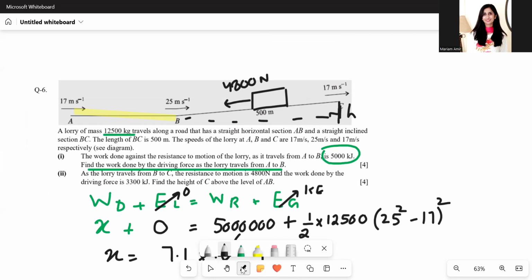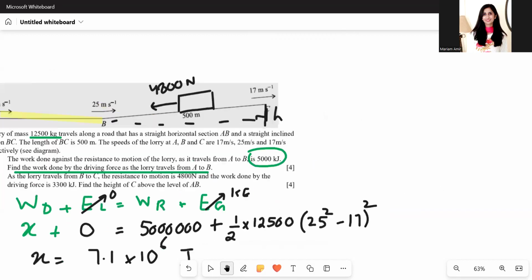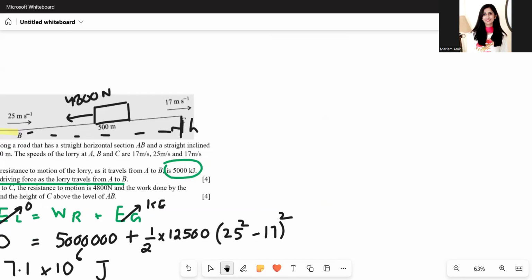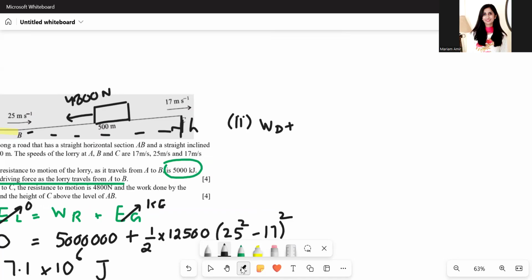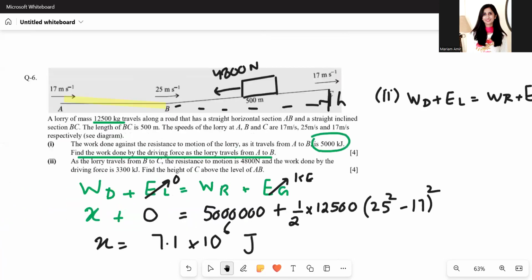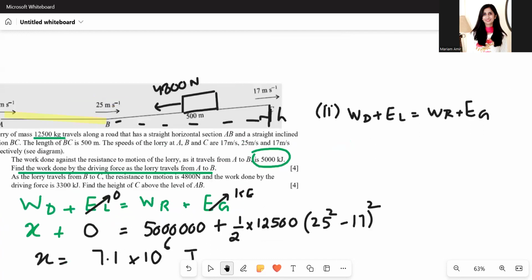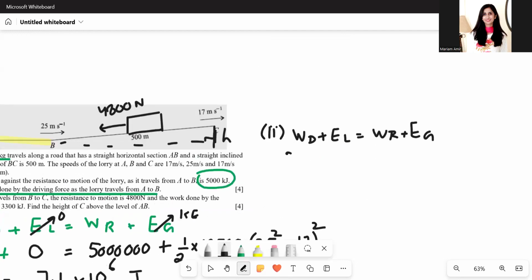We have one formula that we'll be using. Work done by driving force plus energy loss is equal to work done by resisting force plus energy gain. Let's use that here. So same formula, part 2. Work done by driving force plus loss in energy is equal to work done by resisting force plus gain in energy. We're given the work done by driving force. It is 3,300,000 joules. Okay, loss in energy.